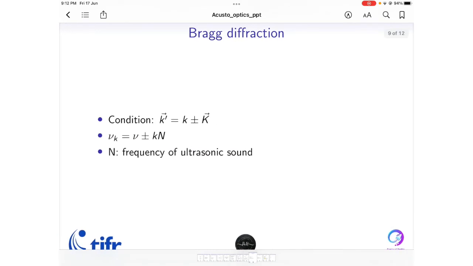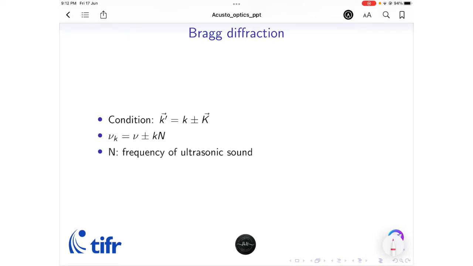Now Bragg diffraction. For Bragg diffraction, the condition is given here. K vector prime should be k plus or minus K vector, and mu k equals mu plus or minus k n. N is the frequency of the acoustic wave, ultrasonic wave. So that's all about the condition for Bragg diffraction.